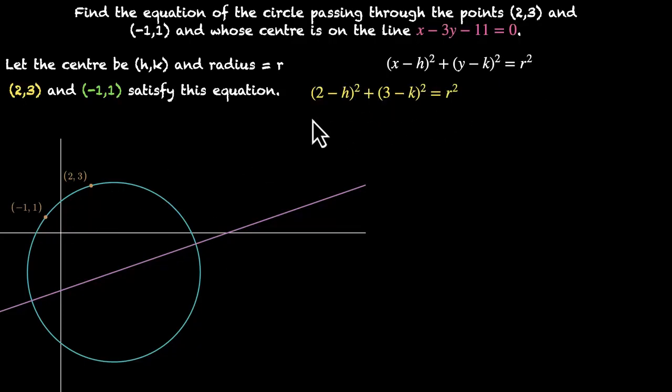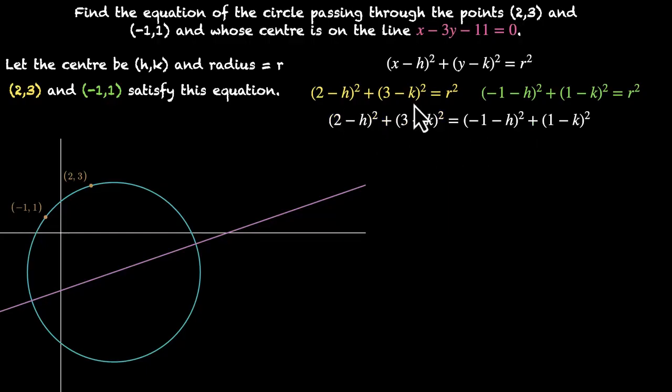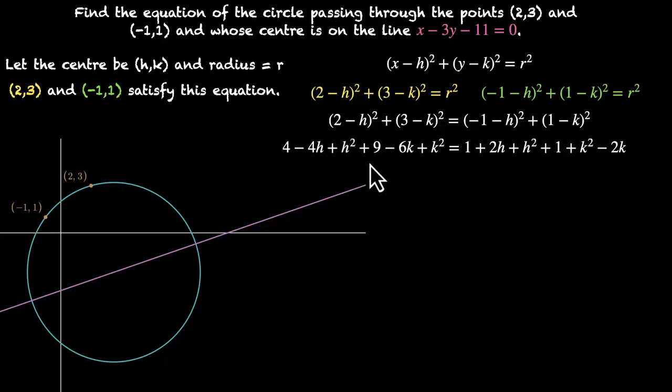So plugging them in, (2 - h)² + (3 - k)² = r² and (-1 - h)² + (1 - k)² = r². Equating the left hand side of both these equations, we have (2 - h)² + (3 - k)² = (-1 - h)² + (1 - k)². Opening the squares, we have 4 - 4h + h² + 9 - 6k + k² = 1 + 2h + h² + 1 + k² - 2k.